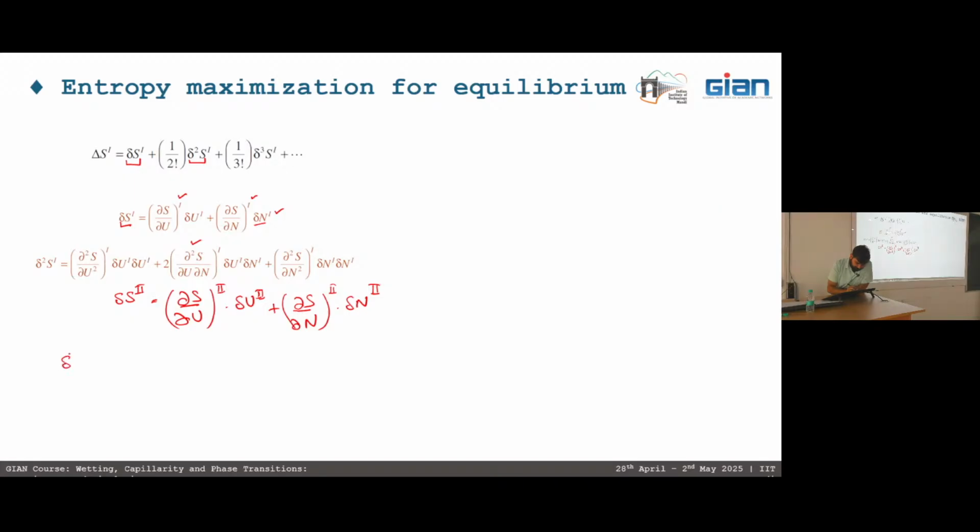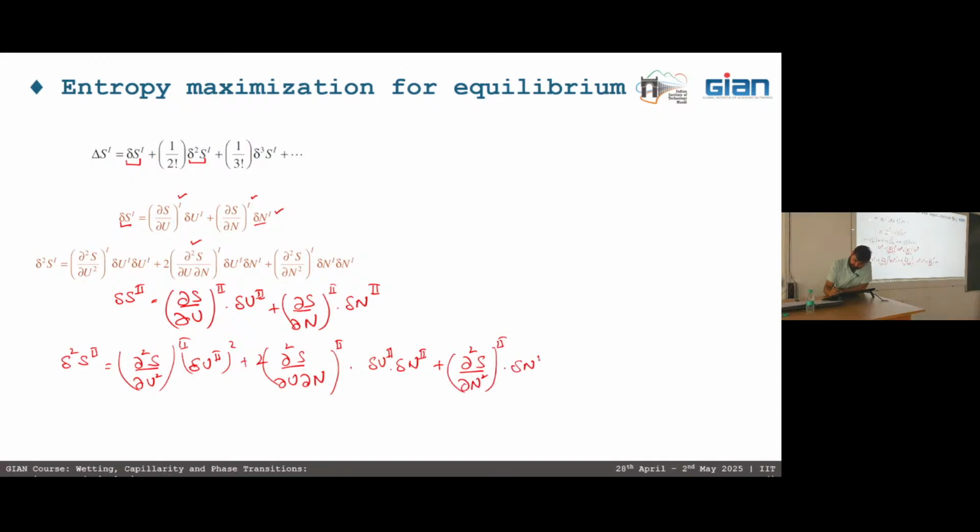Similarly, del square S2 can also be further written as del 2S by del U squared for subsystem 2 times del u2 whole square, plus twice of del 2S by del U del N for subsystem 2 times del u2 del n2, plus del 2S by del N squared for subsystem 2 times delta n for subsystem 2 whole square.